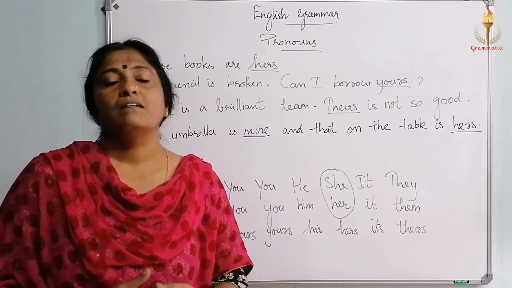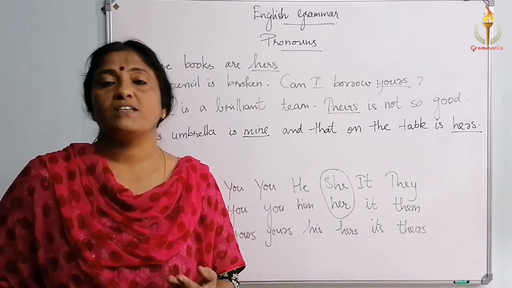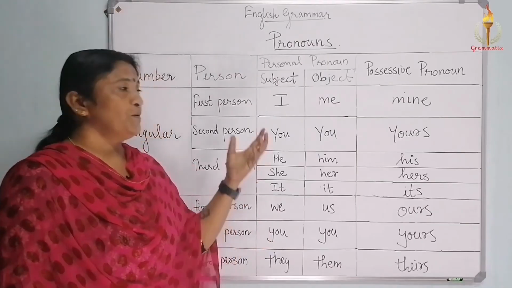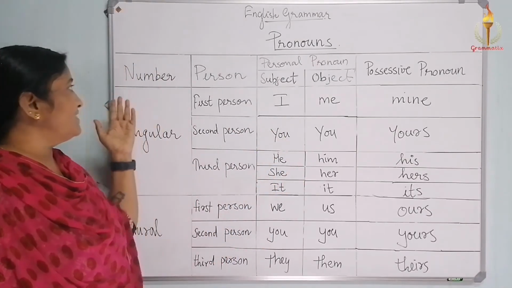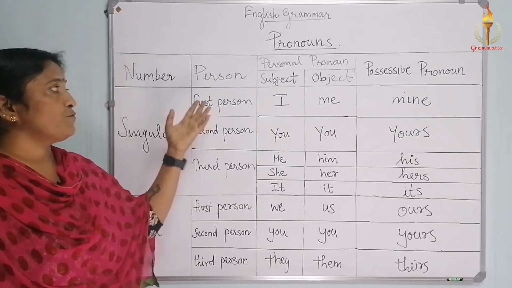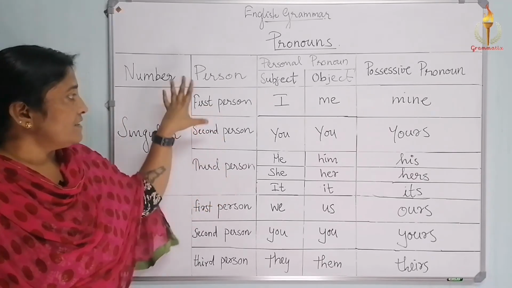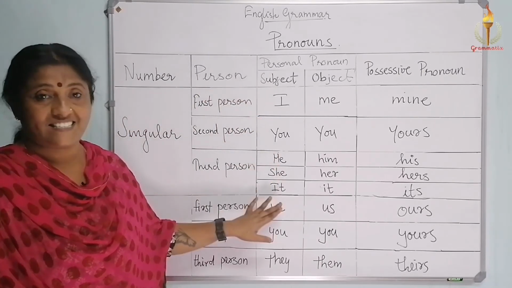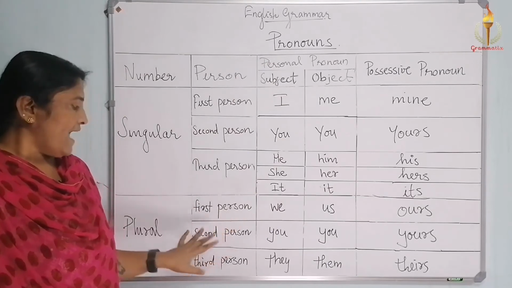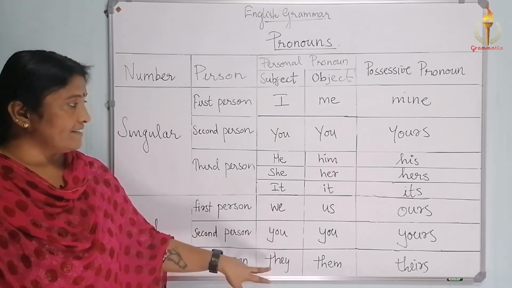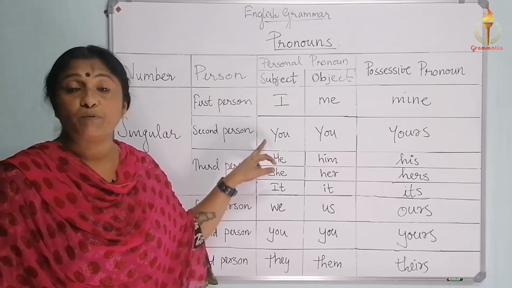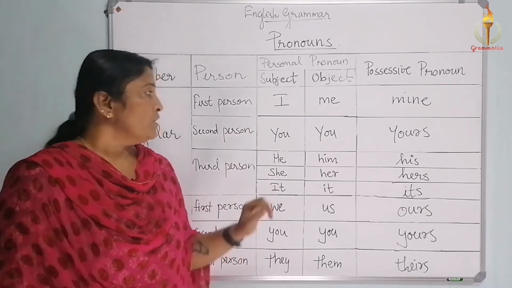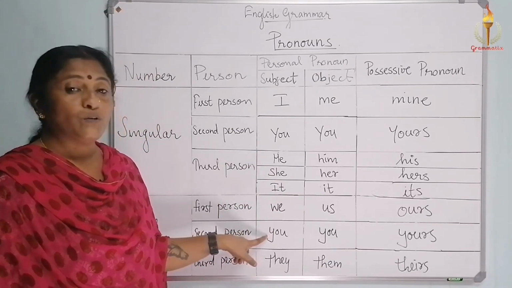Now let us see the possessive pronouns and personal pronouns, that means subject pronoun and object pronoun, in a tabular column. So what we study today is your singular and plural, first person, second person, third person. This first portion is for the singular, that is I, you, he, she, it. Okay, that is the subject pronoun. And for plural is we, you and they. Here you have to see that for the second person, for singular as well as plural, you have that word you only.